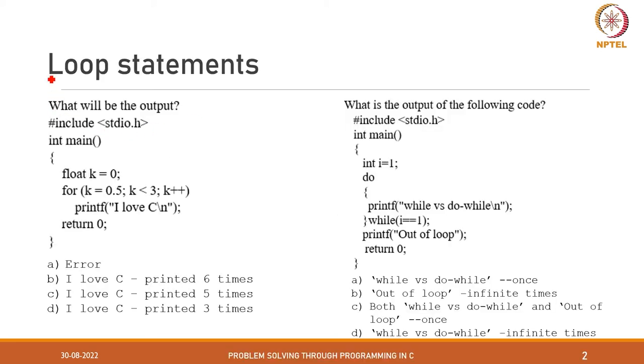Okay, so my first question for all of you is as follows. We have this float variable k which is set to 0, and we have a for statement. It's a looping statement which starts from 0.5 and the condition is k less than 3. The increment is by 1 and it is printing I love C. So what will be the output of this particular code? You can just write it in the chat box or you can unmute and tell me the answer.